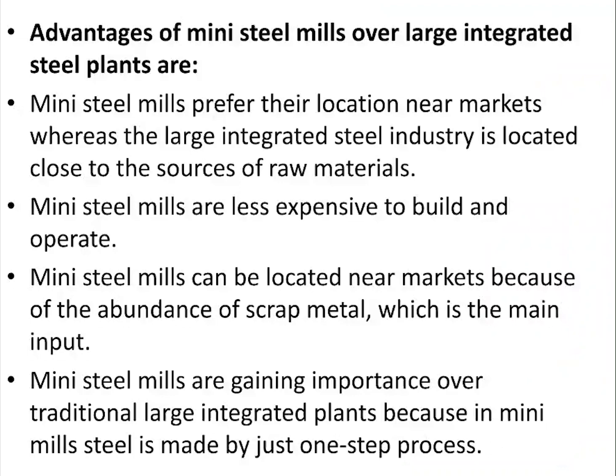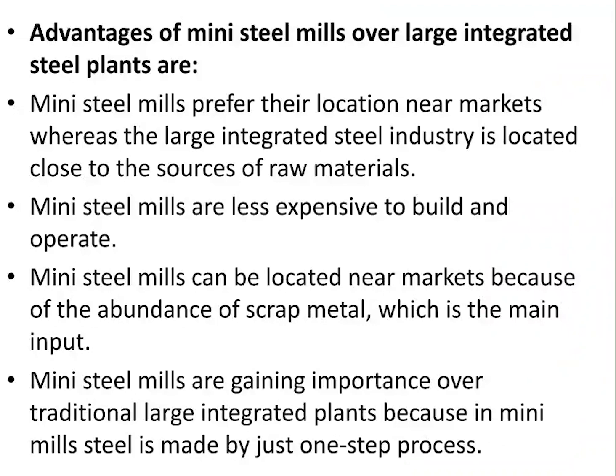Next one is the advantages of mini steel mill over large integrated steel mill. Mini steel means small steel mills. Large integrated steel means combined. An integrated steel plant is an industry that has the capacity to produce both iron as well as steel. It has both facilities. That is called a large integrated steel plant.